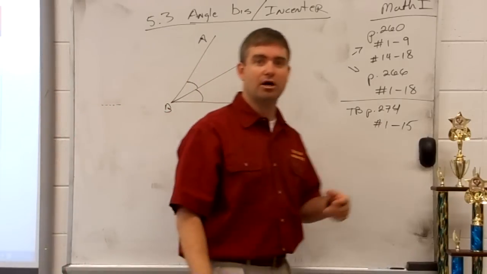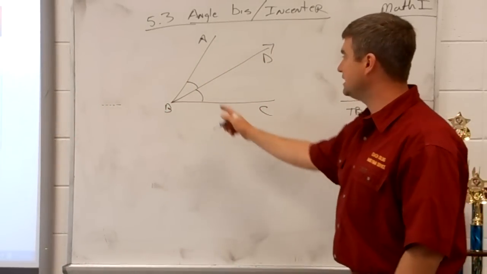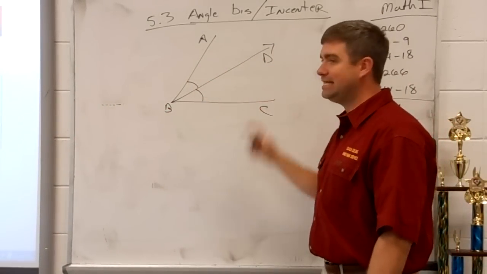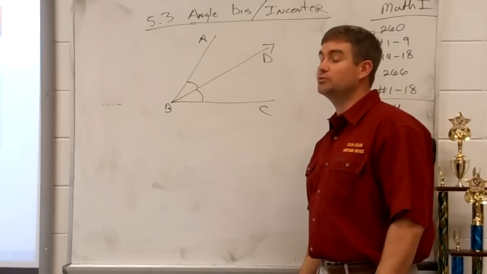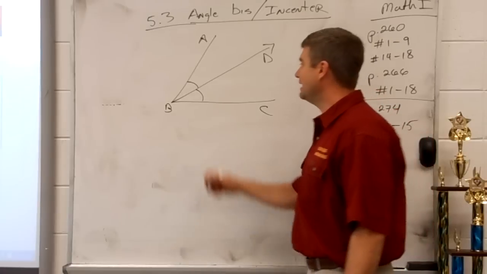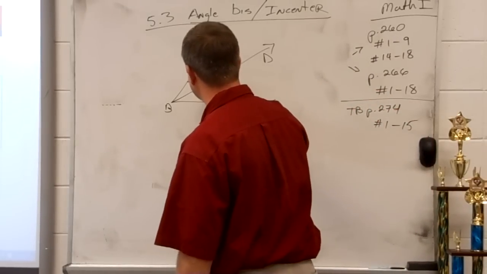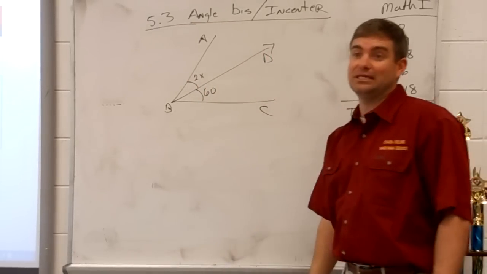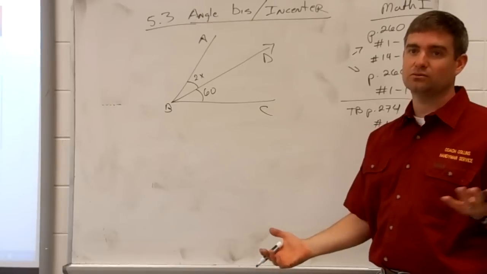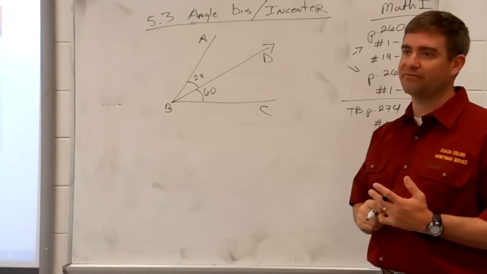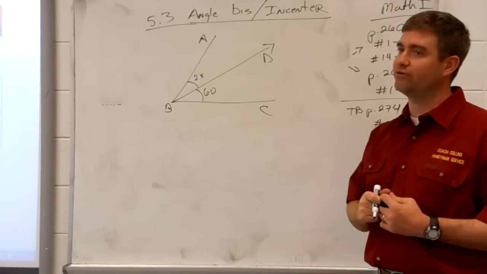Sometimes they do double arcs, sometimes triple arcs. But if you see that, then you know that BD bisects it. An example problem would be 2x and 60. You would set those equal and get x equals 30. Angle bisector, very self-explanatory, very straightforward.